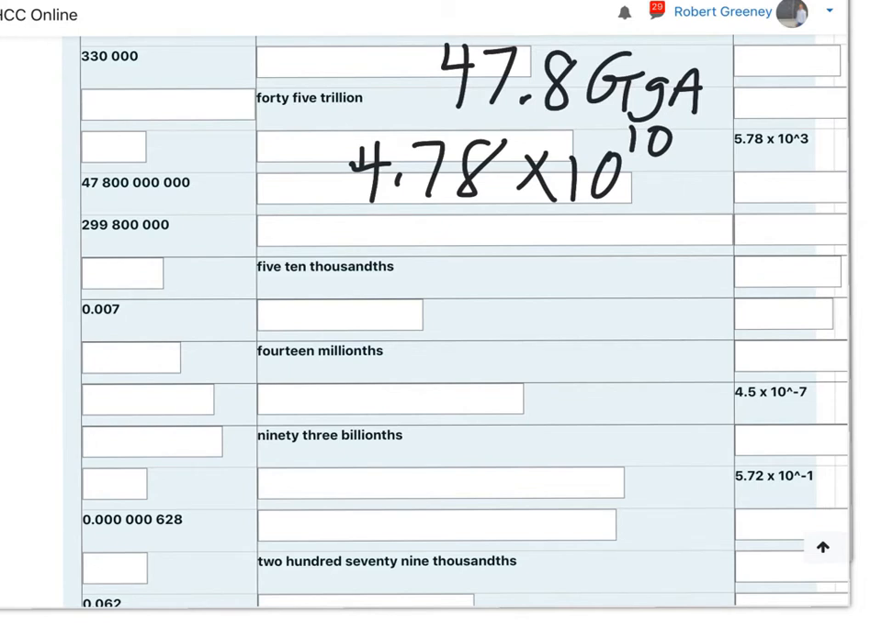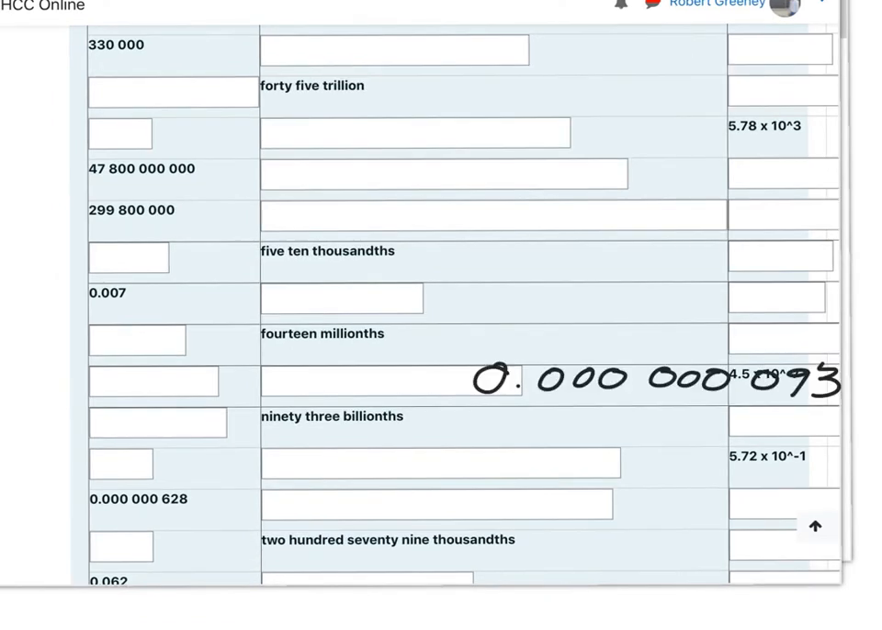So 0.000, remember, space is not comma, 000, and then 093. And how do I know that? Because if I move the decimal point 3, 6, 9 places, I'll have 10 to the minus 9, and that's 93 billionths. And billionths is nano. And so what we would get is 93 nano, whatever it was, nanometers or nanoseconds, little n.